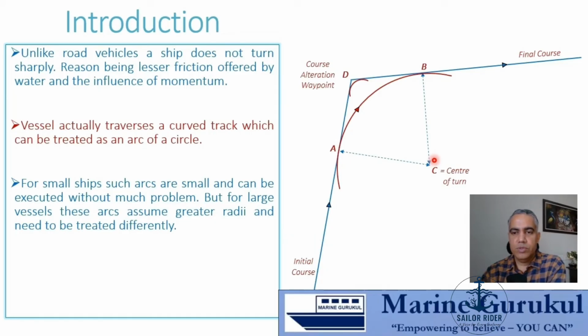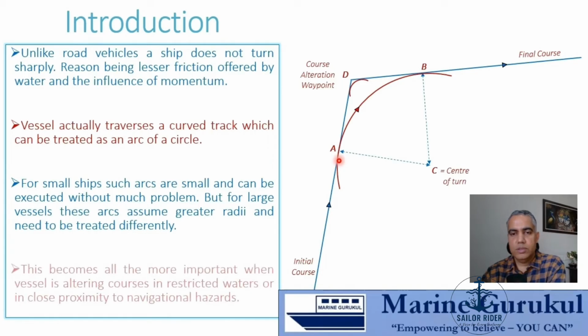For a small ship, the radius will be smaller and you will have a small arc like this one. But for a bigger ship whose turning radius is bigger, you will have a greater radii arc like the Alpha Bravo AB arc shown on the screen. Now for small ships, if you look carefully, the arc is not much far away from the straight line tracks. But as the size of the ship becomes bigger and bigger, the turning radius becomes bigger and bigger, these arcs are at a substantial distance from the straight line track.